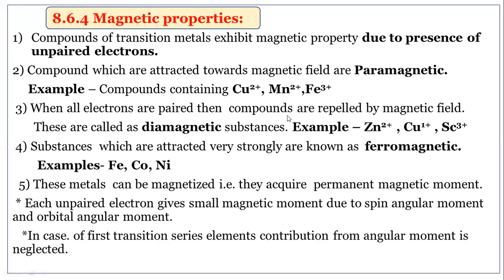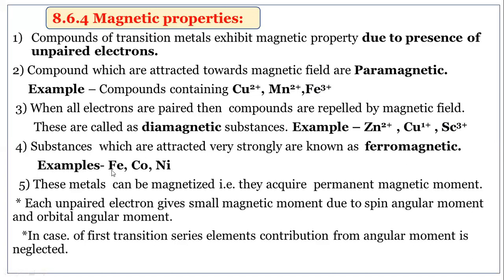Then when pairing is there, it is called a diamagnetic substance. For example, Zn2+, no unpaired electron is there. Cu1+, no unpaired electron is there. Scandium3+, no unpaired electron is there. If there is no unpaired electron, it becomes diamagnetic, remember. If unpaired electrons are there, it becomes paramagnetic. And if there is a larger number of unpaired electrons, then it is ferromagnetic.